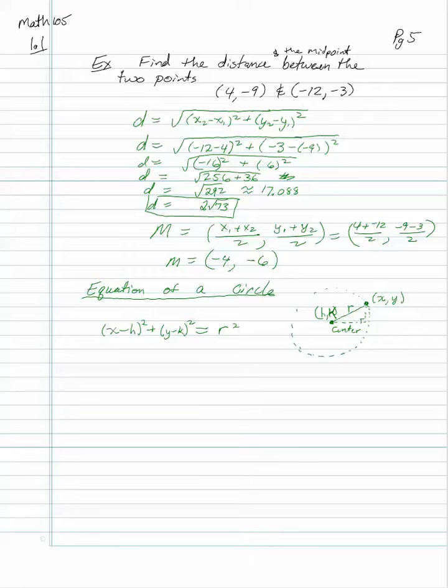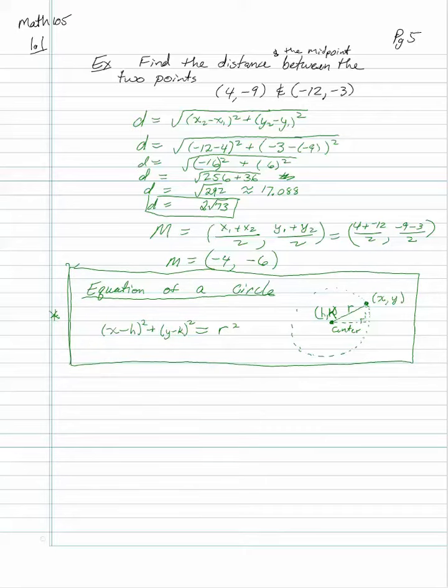Okay? So it's pretty simple, the equation of the circle. If you know Pythagorean Theorem, then you should know the distance formula, and you should know the equation of the circle. They're all the same thing. So you memorize that. This is center equals h, k, and the radius equals r.